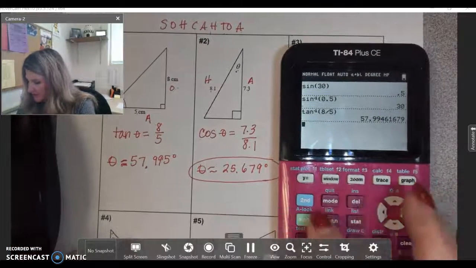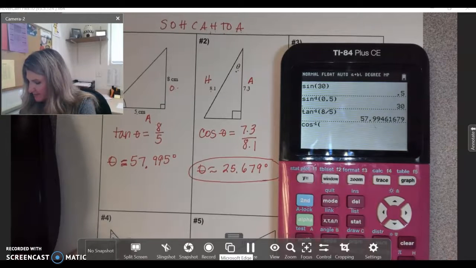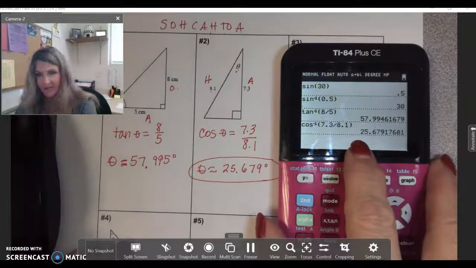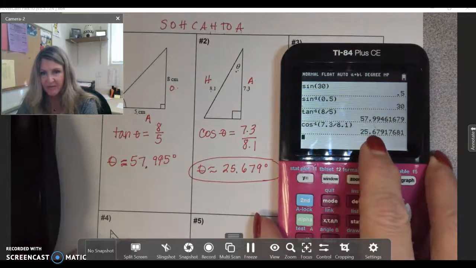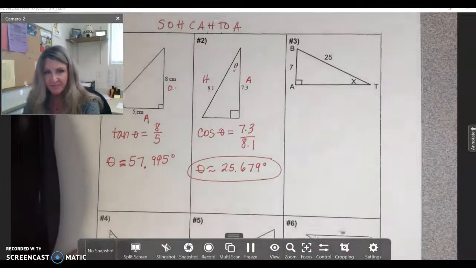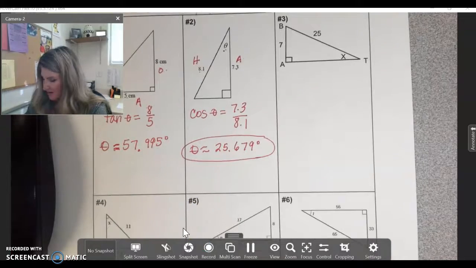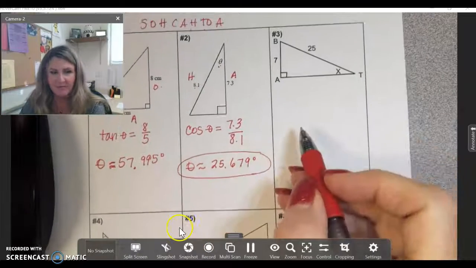Now, if we wanted to do the problem on the calculator, if you have one of these, you would push second cosine of 7.3 divided by 8.1, and it would give you that same answer, 25.679 degrees. Okay? All right, let's do another one here.